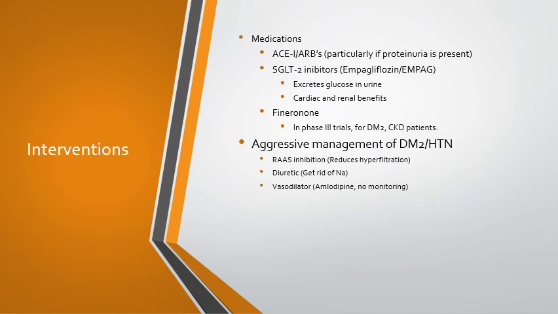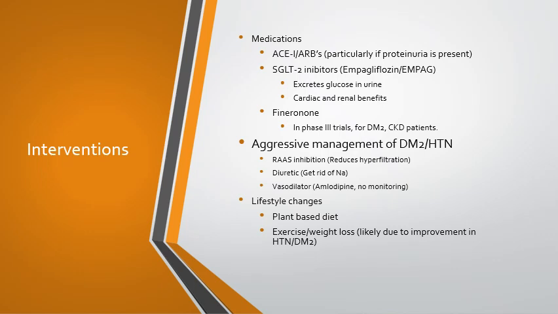We talked about RAS inhibition. Second choice usually is a diuretic, some sort of thiazide diuretic, and then a vasodilator. Amlodipine has really been king lately because it requires no electrolyte monitoring, so that makes it a lot easier in the primary care world. And then, of course, the hardest thing is lifestyle changes.